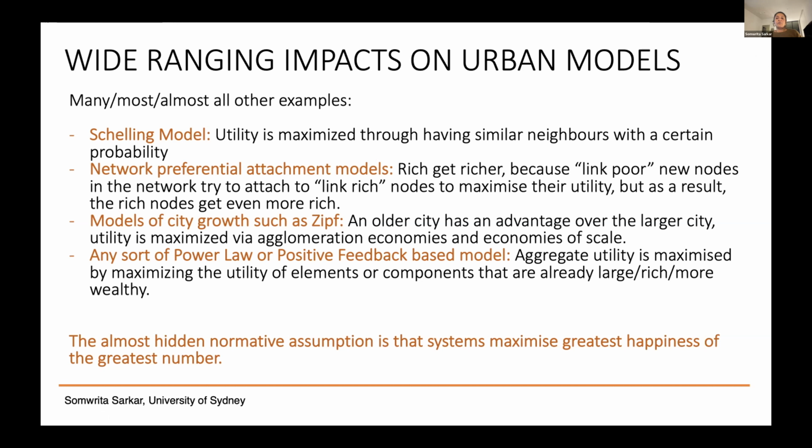So the almost hidden normative assumption here is that systems maximize the greatest happiness for the greatest number when we are maximizing utility in the aggregate, right? So that's the kind of normative assumption. And that is reflected in a lot of our objective, positive urban models.